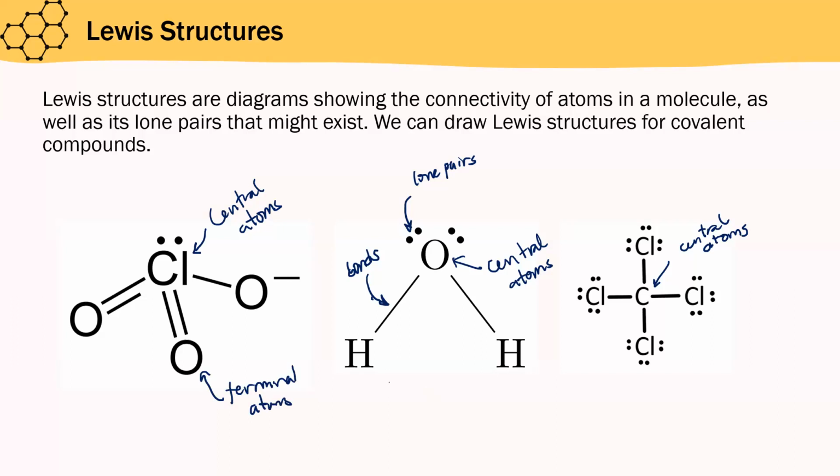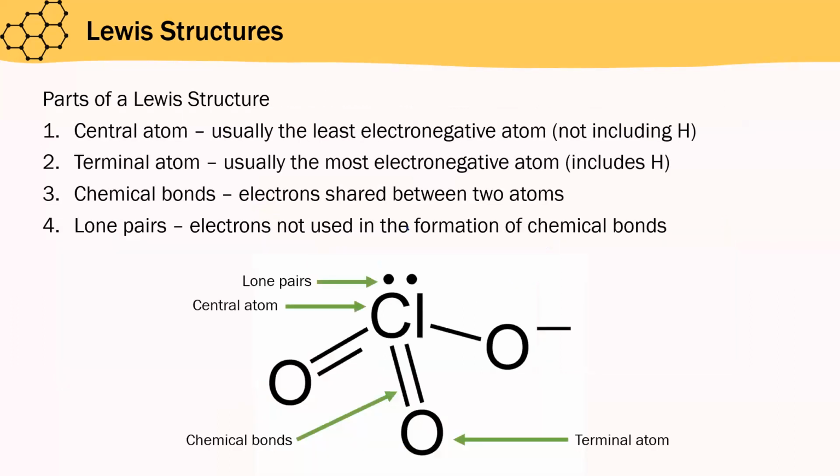So here's the next slide. I forgot it was already labeled. We have four parts in a Lewis structure. You have the central atom, to which all other atoms are connected. You have the terminal atoms, which are connected to the central atom. Sorry, and you have the lone pairs and the bonds. Those are the parts of the Lewis structure.